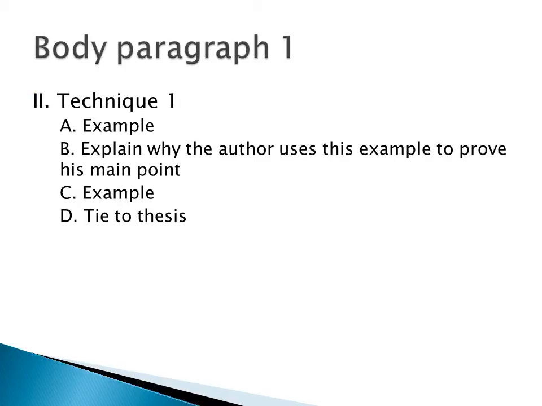For the body paragraph, again, we're just mapping out, we're just doing an outline, and I'll explain that to you. I'm going to talk about my first technique. When you talk about your technique, you're going to give an example from the article, either one you just paraphrase, or you can use a quote for your example. Explain why the author uses this example to prove his or her main point. Then maybe give a second example if it works, and then again, tie it to the thesis, how it proves his or her main point.